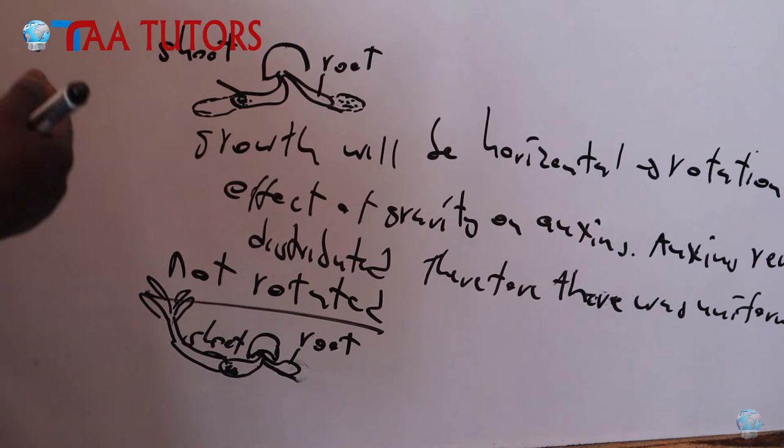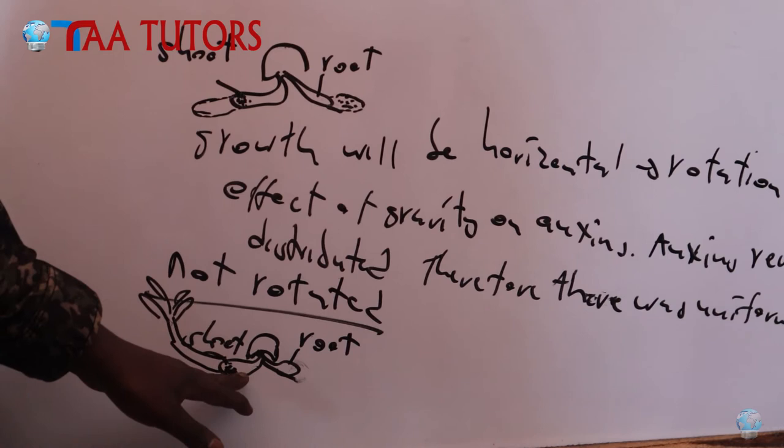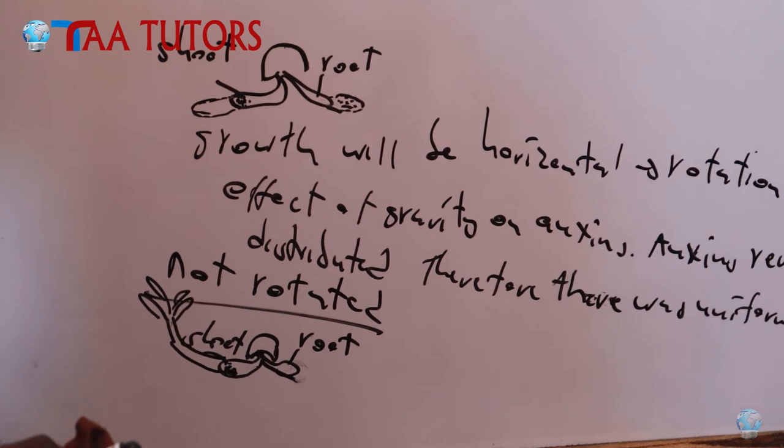So this is a negative geotropic response. The shoot is growing away from gravity. So that is a negative response towards the gravity.